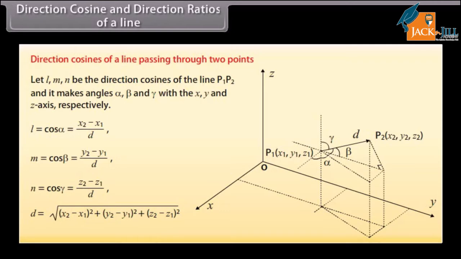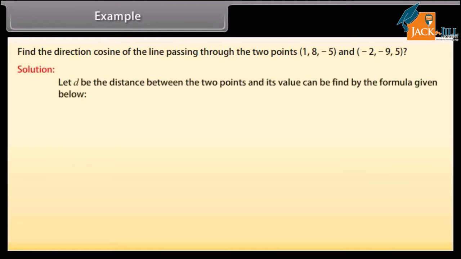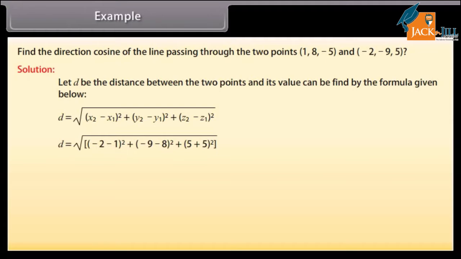Example. Find the direction cosine of the line passing through the 2 points 1, 8, -5 and -2, -9, 5. Solution. Let d be the distance between the 2 points and its value can be found by the formula given below. d equals the square root of x2 minus x1 square plus y2 minus y1 square plus z2 minus z1 square. d equals square root of -2 minus 1 square plus -9 minus 8 square plus 5 plus 5 square.